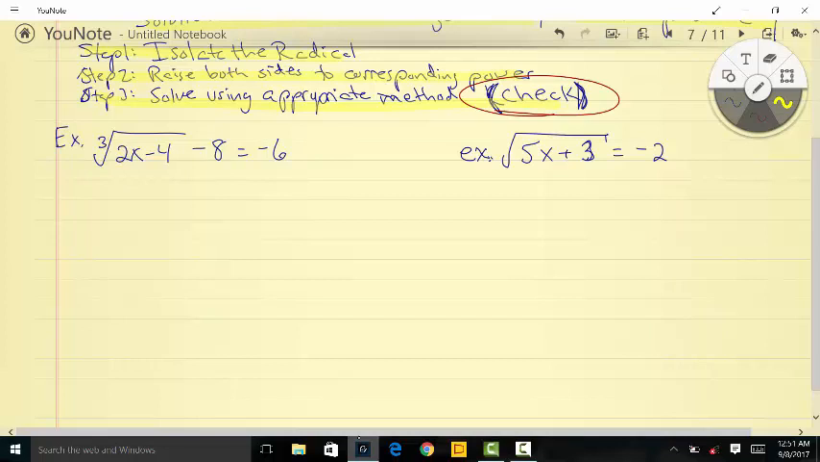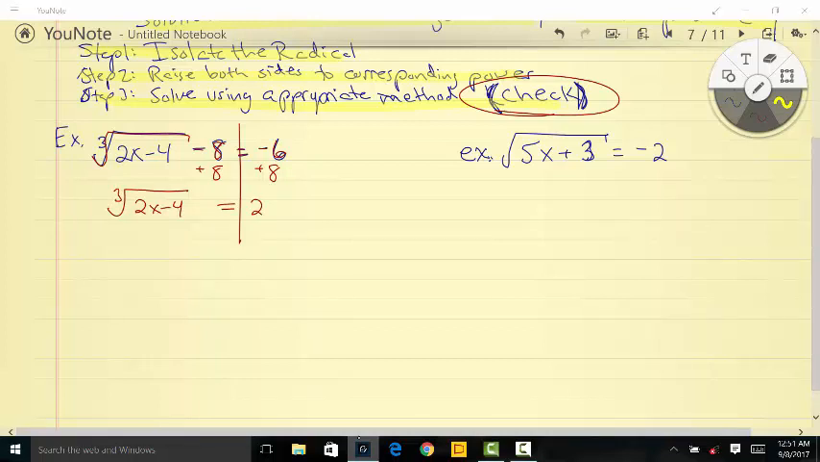So in this example here, step 1, isolate the radical. We can see that we have the cubed root of 2x minus 4, minus 8 equals negative 6. On this side of the equal sign, the cubed root is not by itself. We have this minus 8. So to isolate the radical, we're going to add the 8 over, and we get the cubed root of 2x minus 4 is equal to 2.